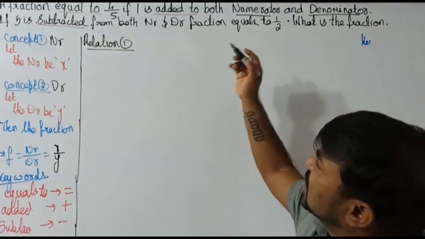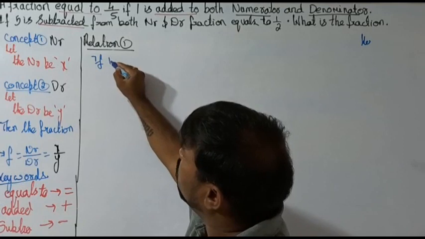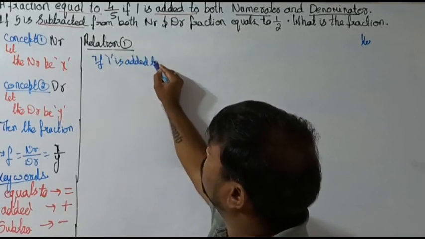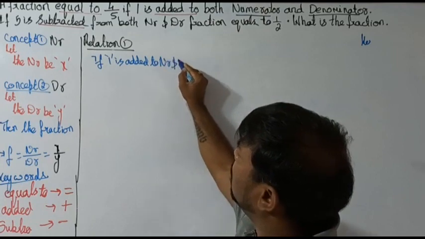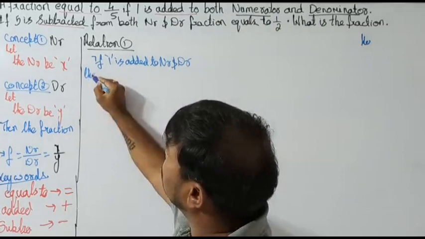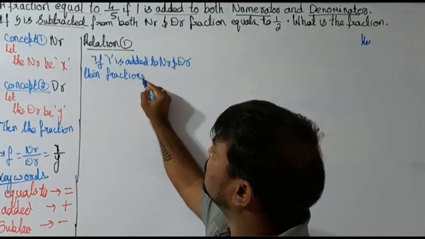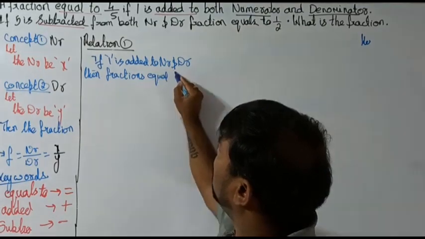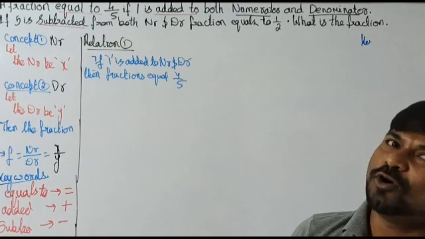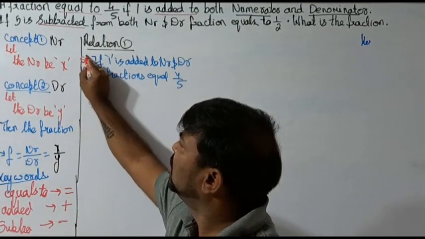So what is the relation he has given? The relation goes like this. If 1 is added to numerator and denominator, the fraction equals 4 by 5. Okay, fraction equals 4 by 5. Now, this is the sentence form of the relation.